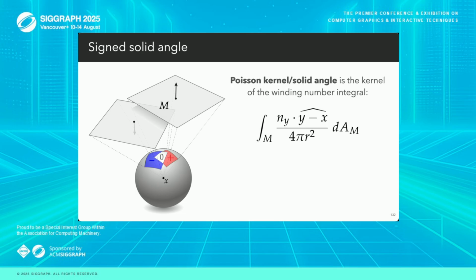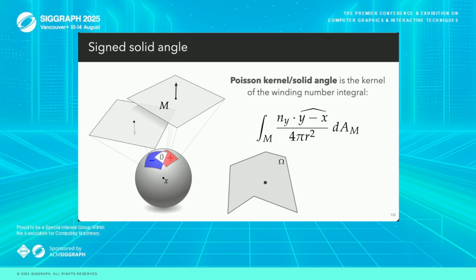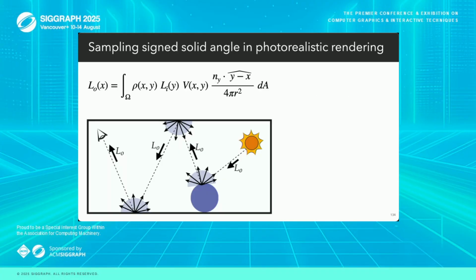And you may recognize this signed solid angle as the kernel of the winding number integral, which will measure the extent to which we're inside or outside of the domain. For any watertight domain, we can also just compute this integral by shooting a ray in a random direction and returning the number of hits in that direction. So if you're inside, the number of hits will be odd, whereas if you are outside, the number of hits will be even. This same solid angle actually shows up again in the integrand of the rendering equation as the geometry term, where it multiplies the BRDF, the incoming radiance, and the visibility between any two points x and y.